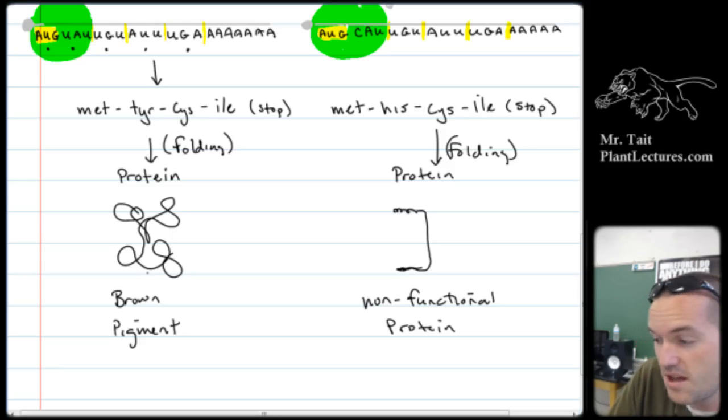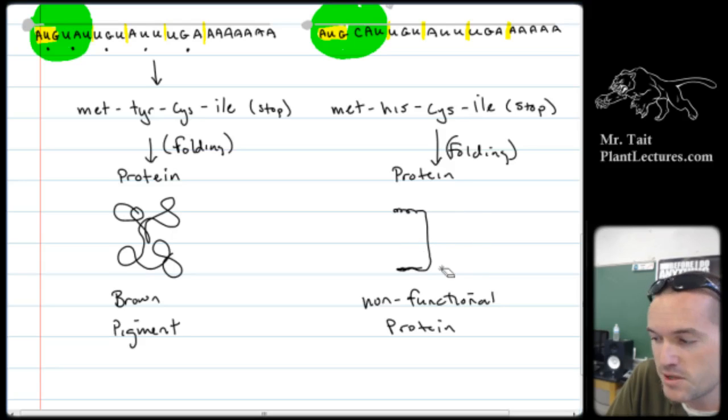Make sense? This protein is non-functional. Doesn't really do much. So what if they had 2 copies of this? Is their hair going to absorb very much light? No, it's going to reflect it. What does it look like when hair reflects a bunch of light? Blonde, right?